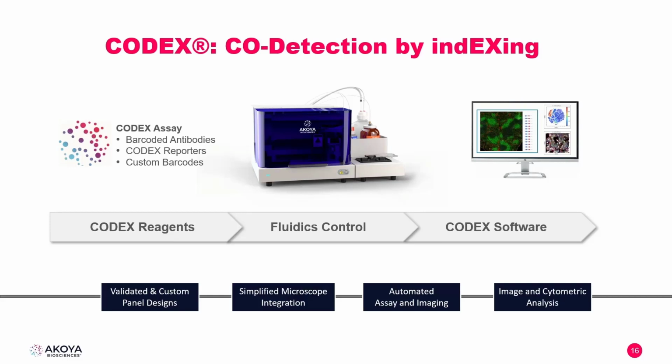The idea behind the Codex platform is that Akoya offers the beginning-to-end solution for your highly multiplex data acquisition. We offer inventoried barcoded antibodies, in addition to selling Codex reporters, and custom barcodes that allow you to conjugate your own markers of interest that you already use in your lab and include them in your multiplex panels. We have an automated fluidics platform that integrates with different microscopes, and we have a software suite that controls the imaging and the fluidics and also allows for the subsequent analysis of the images generated.